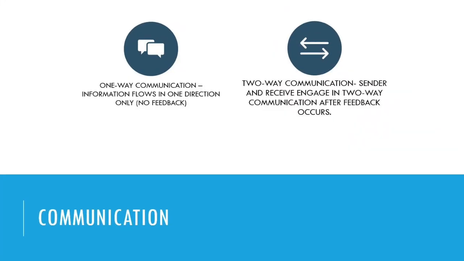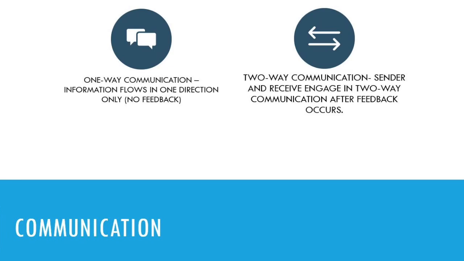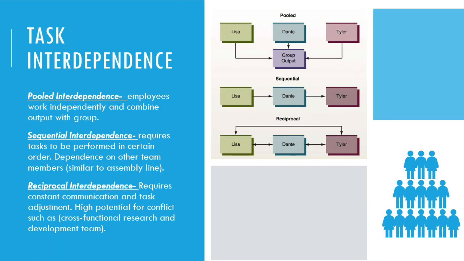If you go to that next slide, we're talking about one-way and two-way communication. One-way communication obviously is one person sending the information, and that's it. There's not a chance for feedback. There's not a chance for any kind of other communication to happen. Two-way communication, again, is when one person sends the message and then there's engagement, there's feedback. That's two-way communication in the process. If we'll jump to the next slide, we'll be talking about task interdependence and how that works in an organization.